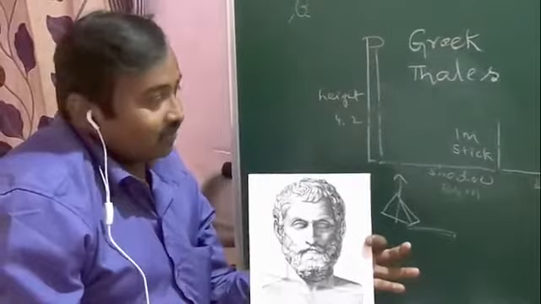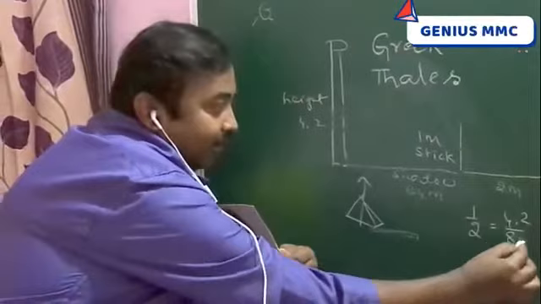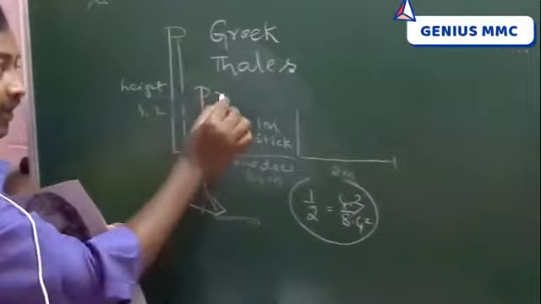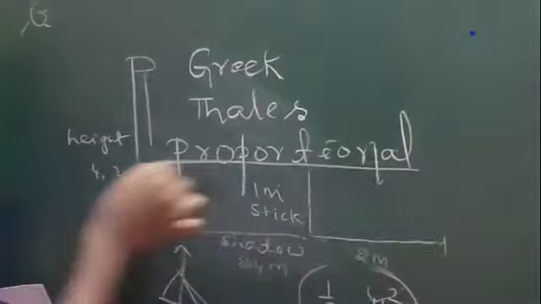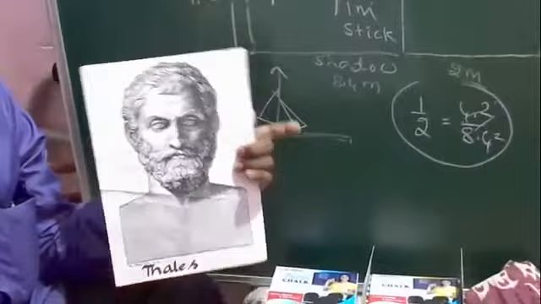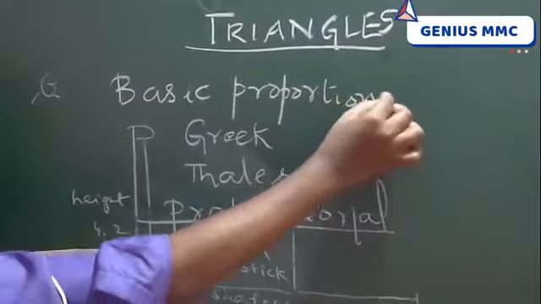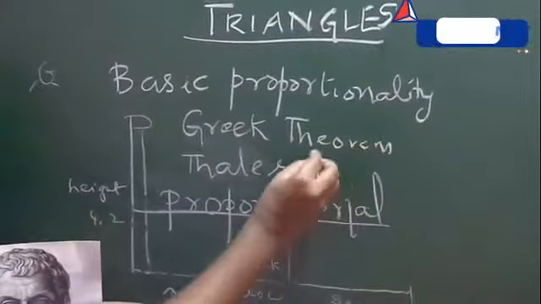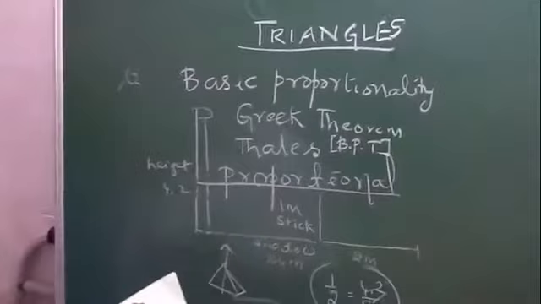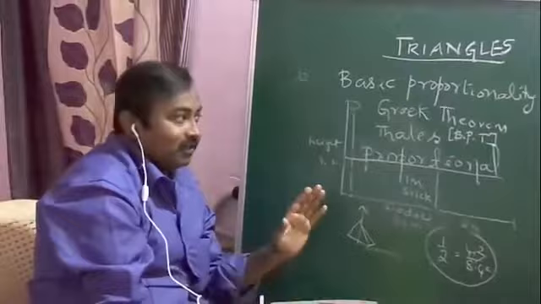So today we are going to discuss it. You can observe 1 by 2 is equal to 4.2 by 8.4. If two ratios are equal, it is called proportional. So this starts a theorem. The theorem is called the basic proportionality theorem. In short form, it is also called BPT, and it is also called Thales theorem. Basic proportionality theorem, Thales theorem, or BPT.